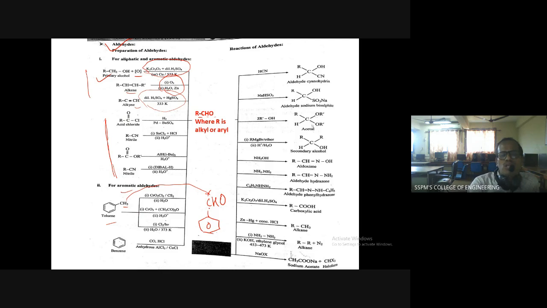This is oxidation, because oxygen is inserted. So how to oxidize toluene? Means this methyl group of toluene. We have to add CrO2Cl2, then H2O, or hydrolysis, or directly adding CO, carbon monoxide and HCl, with benzene again we can have the same compound, benzaldehyde.